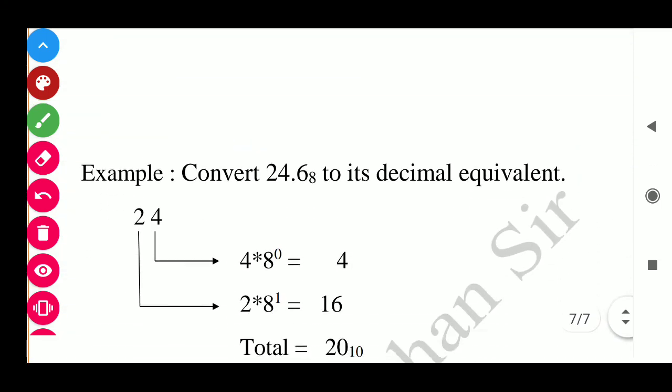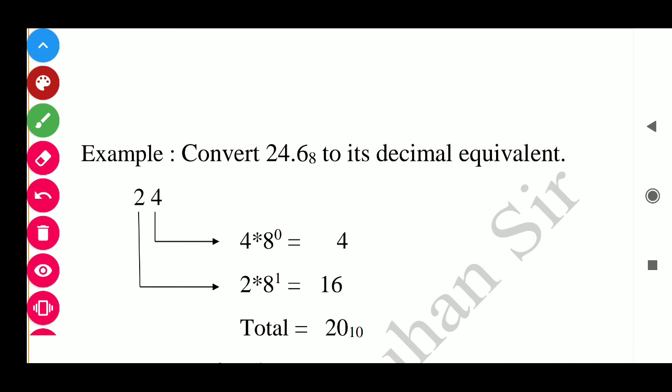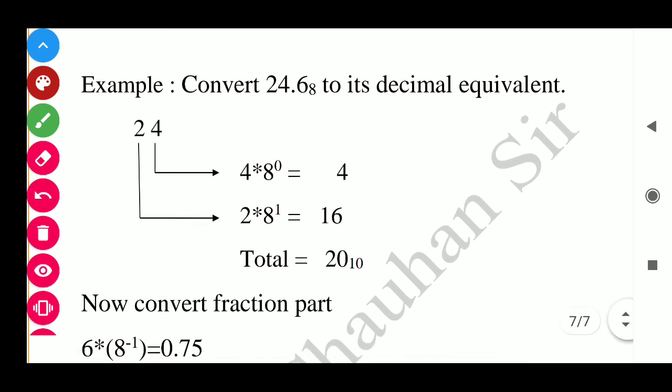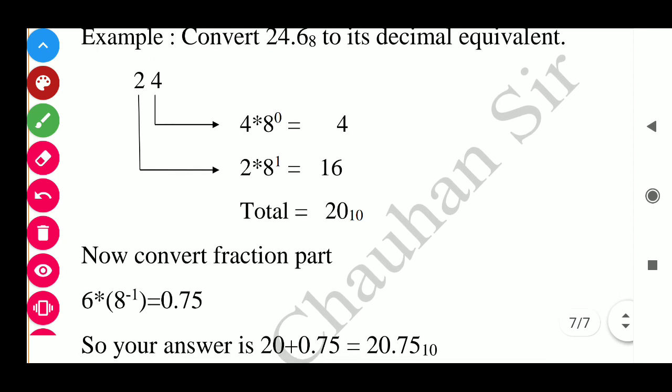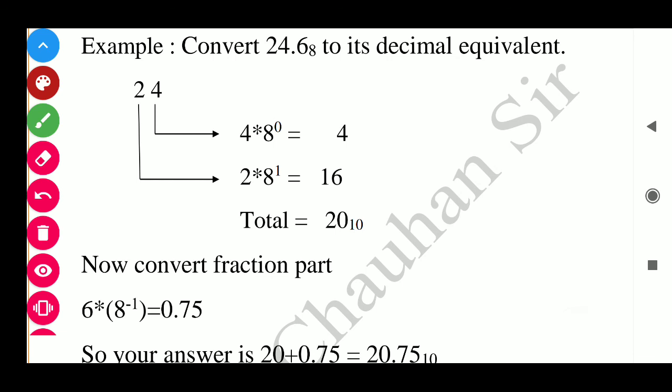Okay, convert 24.6 base 8 to its decimal equivalent. Now it is a mixed number, meaning this number has a fractional part also. Complete question is solved here. So first convert 24. Write this 4 into 8 raised to the power 0. So 4 is the answer. Write this 2 here into 8 raised to the power 1. 8 to the power 1 means 8 into 2 is 16. Add this one. The answer is 20.